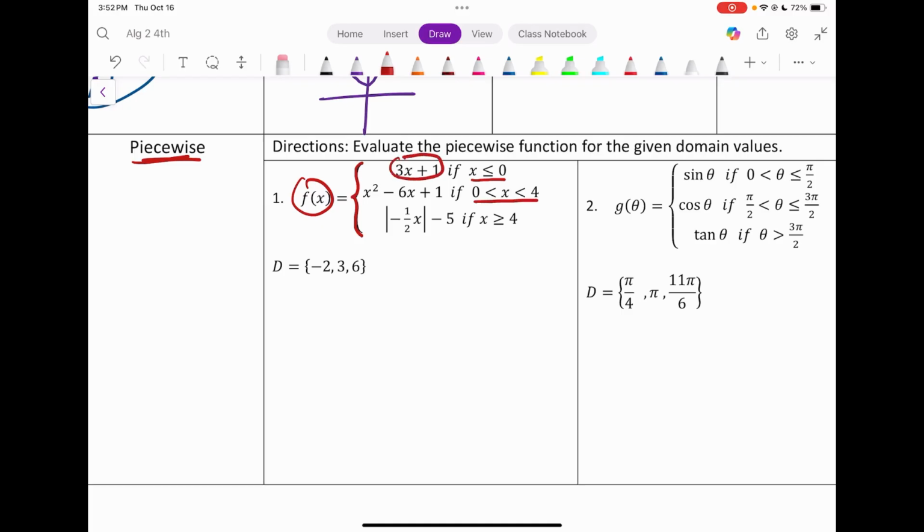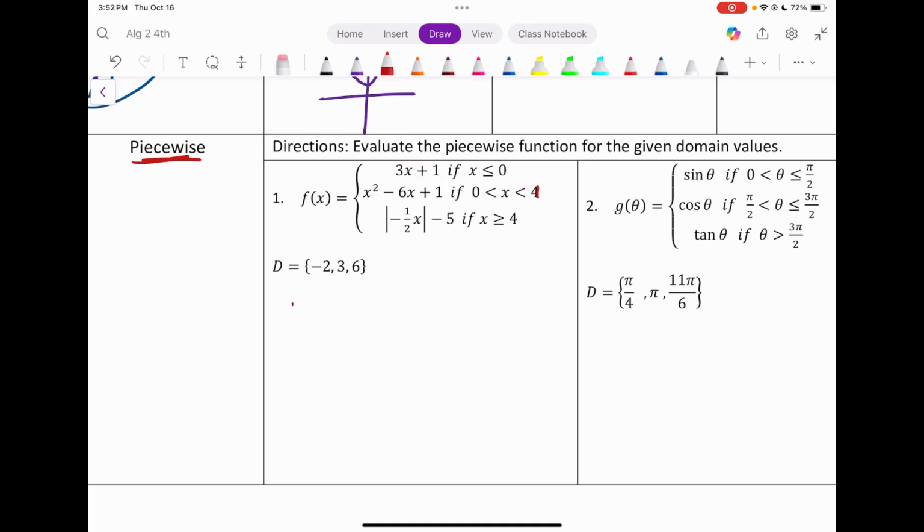This is a sandwich statement, and this statement says if x is between 0 and 4, not or equal to's, if x is between 0 and 4, we're going to plug it into this value. And this last statement says if x is bigger than 4 or equal to 4, we're going to plug it into this statement. So it says plug in these three values.